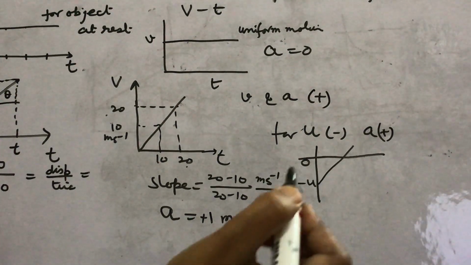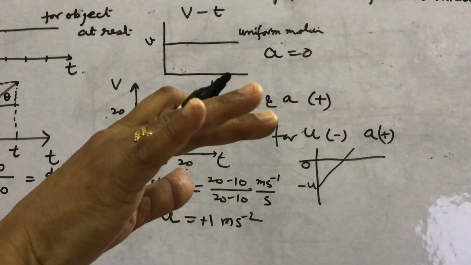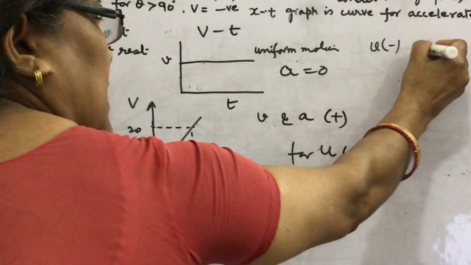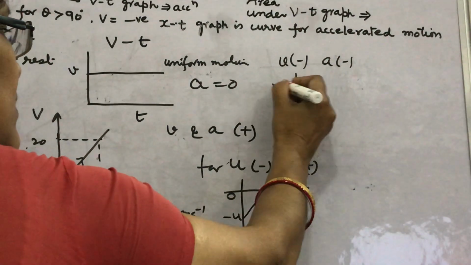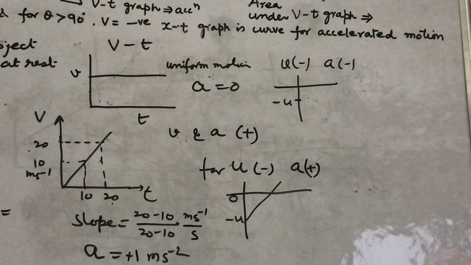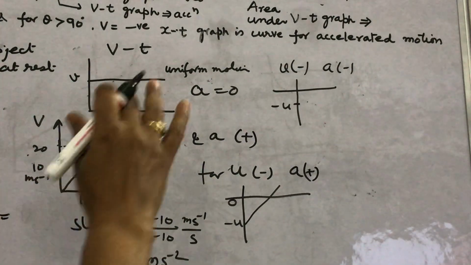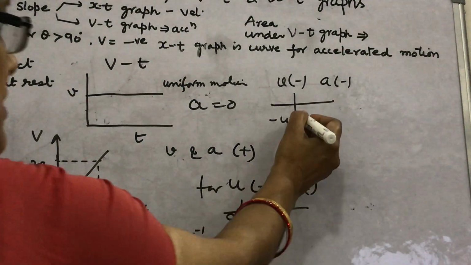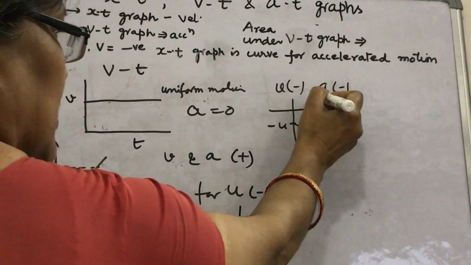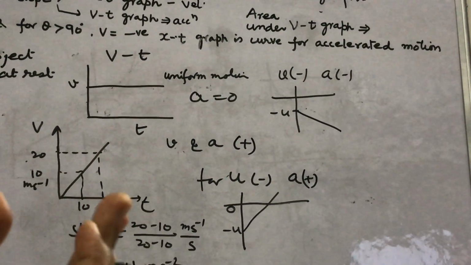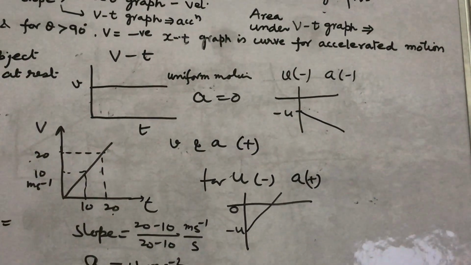In the same way, suppose both are negative, how will you plot? This is u negative and A negative. How will you plot the graph? Look, take the value u, the initial velocity, negative, A is also negative. Negative means downward slope. So, in this way, this is the graph for u and A negative. So many cases are there, you have to learn like this.